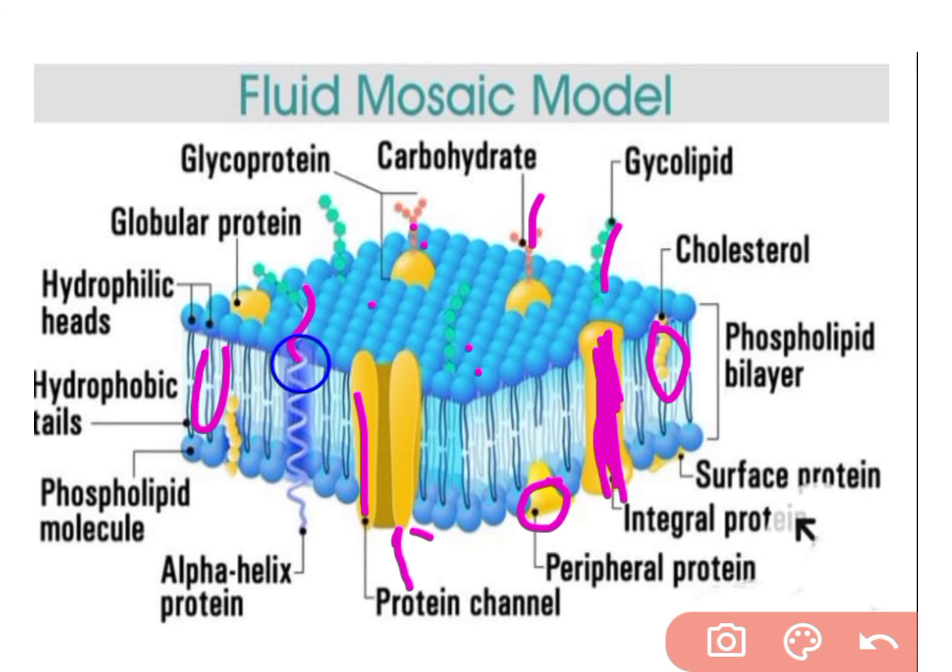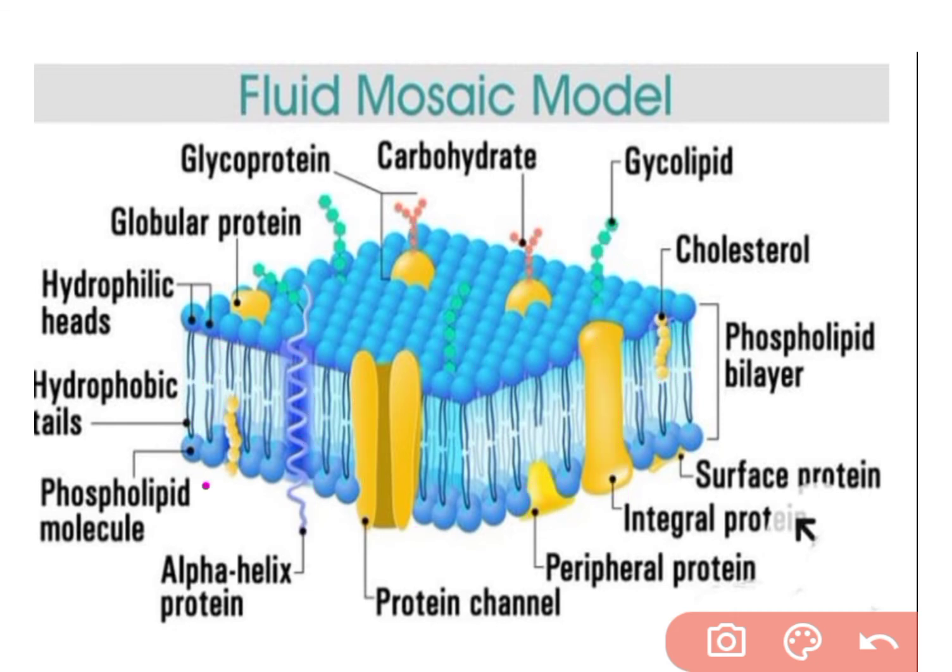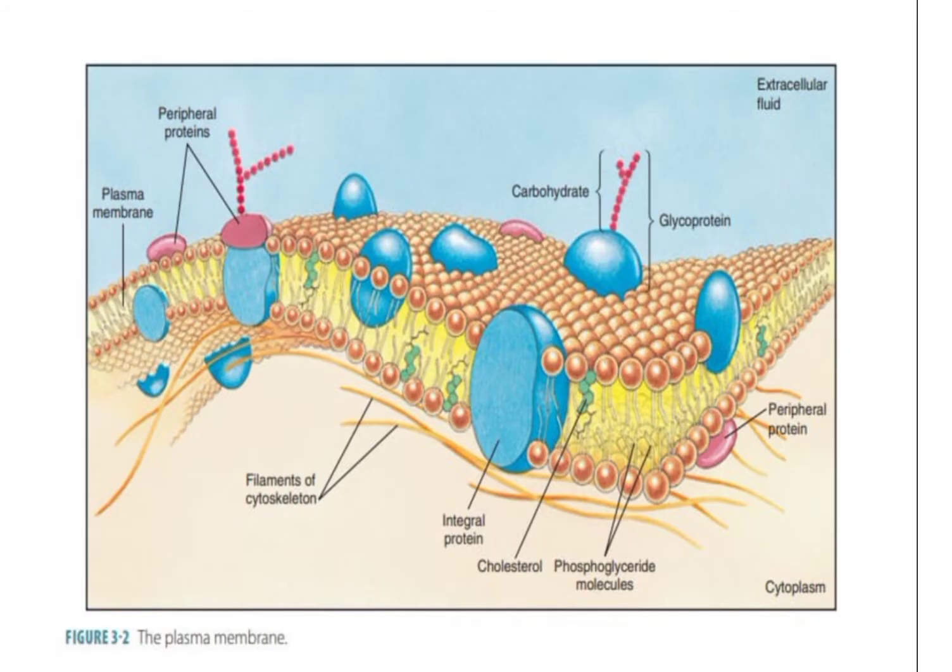This is an alpha helix spanning the plasma membrane, and phospholipid molecules are there, with hydrophobic tails. This is the hydrophilic heads. This is a globular protein, surface protein, integral protein. You can see clearly. In the next slide you can also see the plasma membrane structure. You can pause the video and observe the picture very clearly.